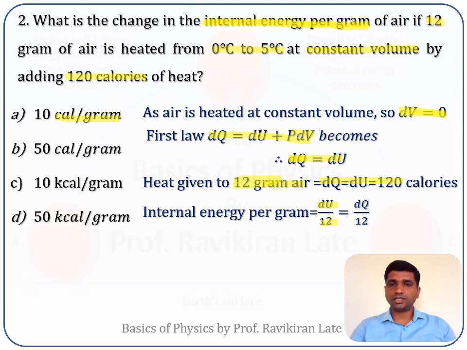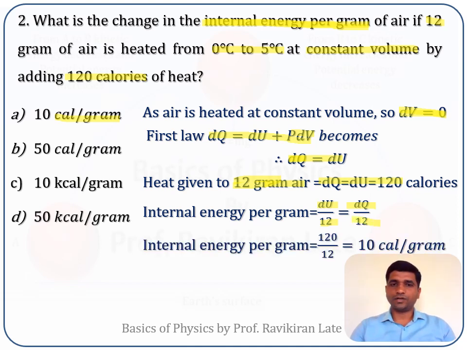So dU is nothing but dQ. I substituted the value, instead of dU I have written dQ, and this 12 as it is. Now if I further simplify this, the amount of heat given is 120 calories and the amount of substance is 12 grams. If I do this simple division, it comes out to be 10 calories per gram. If you look at the options, option A is the correct answer in this question.